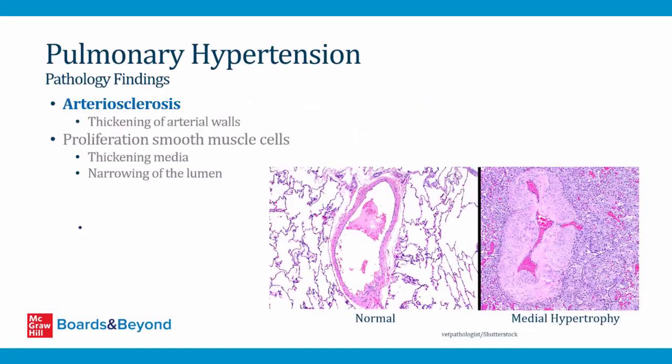When you examine the lungs from patients who die of pulmonary hypertension, shown on this slide are some of the pathology findings that you can see. So first of all, in the pulmonary artery and its branches, you can see arteriosclerosis, which means thickening of the arterial walls.